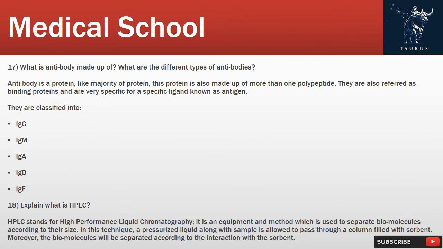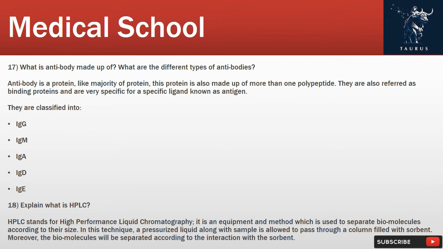17. What is antibody made up of? What are the different types of antibodies? Antibody is a protein, like the majority of proteins. This protein is also made up of more than one polypeptide. They are also referred to as binding proteins and are very specific for a specific ligand known as antigen. They are classified into IgM, IgG, IgE.